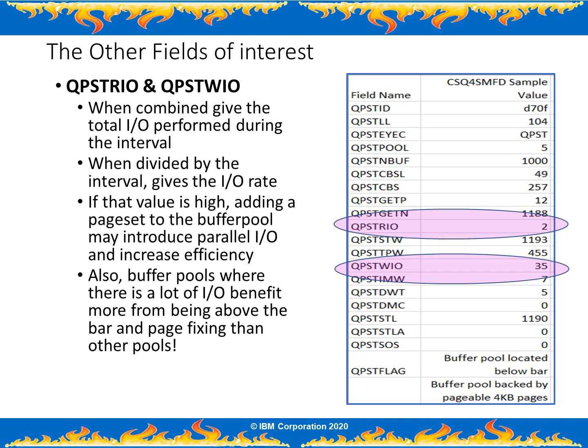If the I/O rate is high, then adding an additional page set to the pool and dividing the active queues across the page sets provides for at least the possibility of parallel I/O should it be needed. As a reminder, if there is a lot of I/O, then having the buffer pool above the bar and page fixing it can reduce the CPU costs and improve throughput as well.